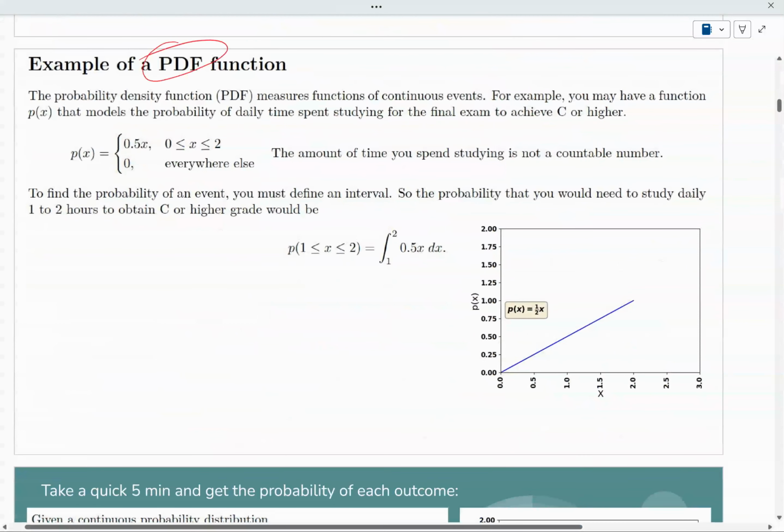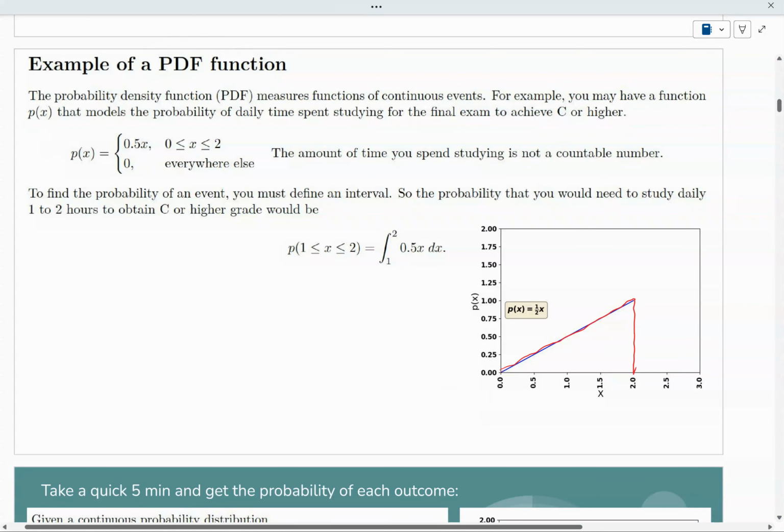A probability density function, on the other hand, is for something that's continuous, meaning that you have a function that models the probability. Let's say you have P of x, the probability of daily time spent studying to achieve a higher grade. Well, chances are for the higher grade that the probability you spend a lot more time here, and that there's very low probability that you didn't study at all. So this is an example of a continuous time, right?